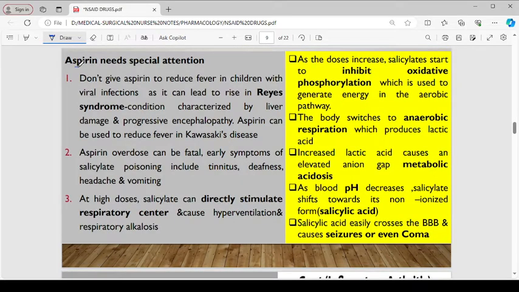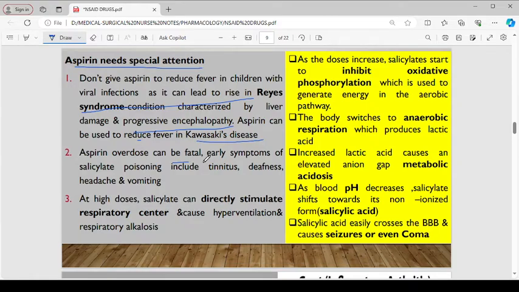So aspirin generally needs special attention, so you are advised not to give aspirin to reduce fever in children with viral infection, as this can lead to Reye's syndrome. Remember, Reye's syndrome is a condition that is characterized by liver damage and encephalopathy. However, you must know that aspirin can be used to reduce fever in Kawasaki's disease. Also, you need to know that aspirin overdose can be fatal.